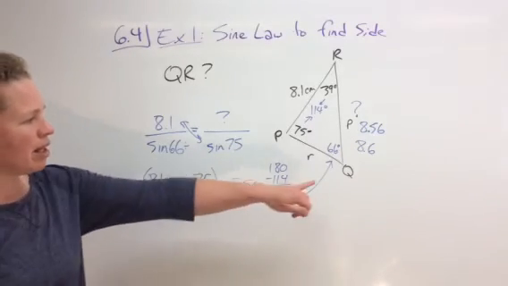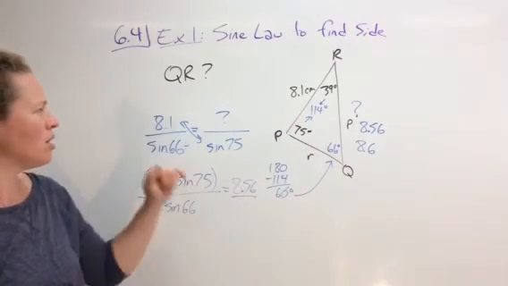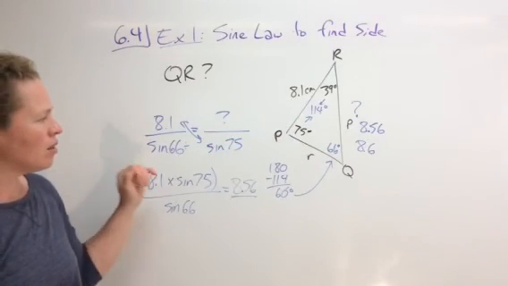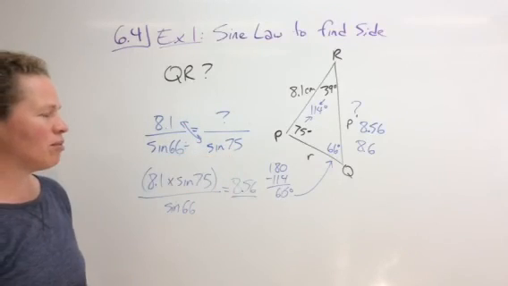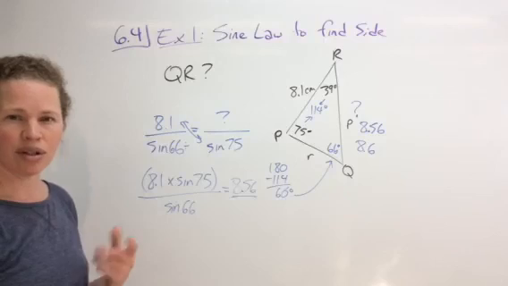We find a pair, an angle and a side that are opposite each other, set it up, and then we set up the same ratio with the one we don't know and the bit of information that we do, and then we just cross multiply and divide.